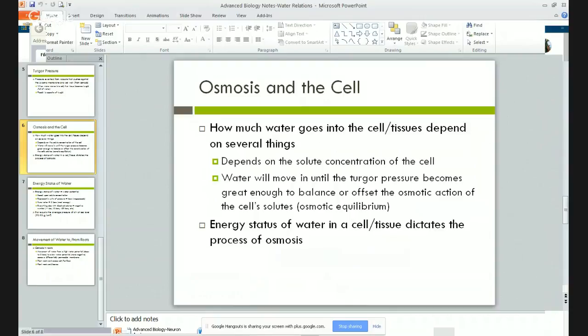The energy status of the water is going to determine which way osmosis goes. I don't know if you've ever talked about the energy status of water, but it has to do with how much solute is contained in that particular area. Here's where it gets a little trickier. More than likely it's stuff that you haven't really heard of before, but this applies osmosis to a practical setting, a real-life situation.